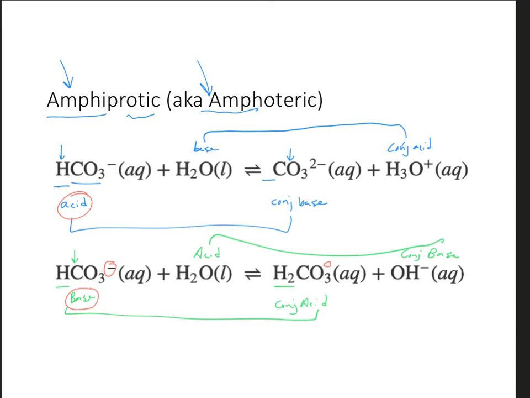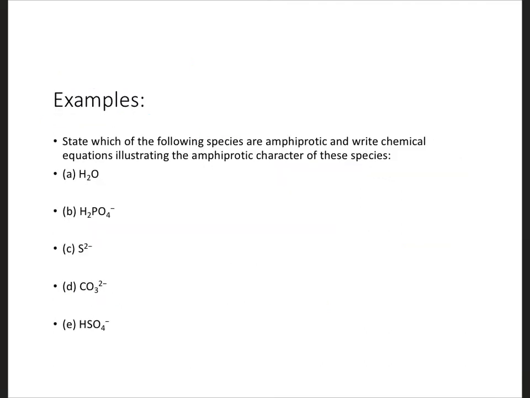So let's look at some additional examples. If we give you a list, which of the following species are amphiprotic, amphoteric, and can we write chemical equations illustrating this character in these species? The things we want to look for are things that we already know, like water. Sometimes water can act as an acid, sometimes as a base, so we're going to say yes. This next molecule in B has protons and has that negative charge, so it ought to be able to accept another proton and give up a proton. So let's say yes for that one.